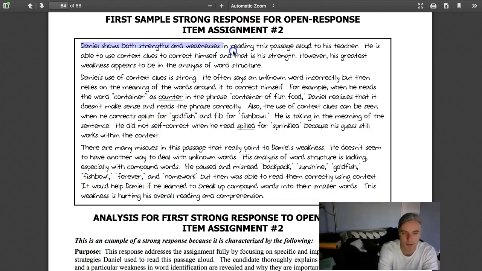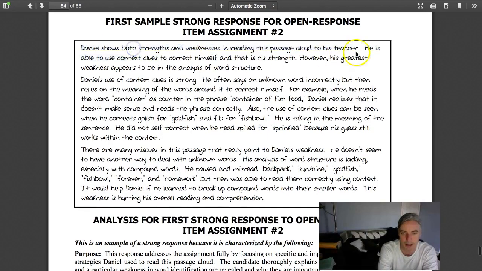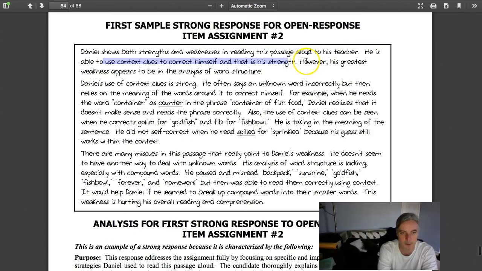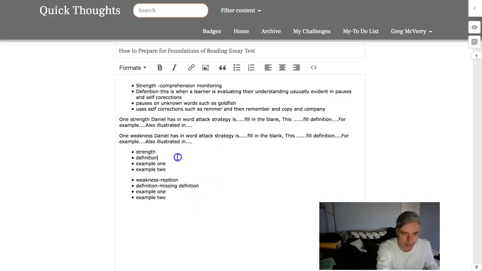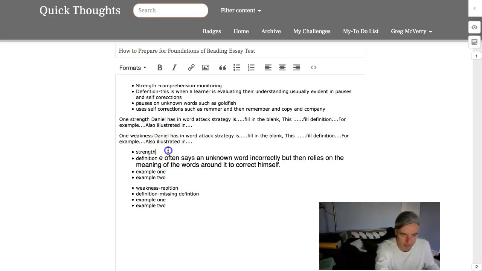Daniel shows both strengths and weaknesses in reading the passage aloud to his teacher. He's able to use context clues to correct himself. That is a strength. However, his greatest weakness appears to be his analysis of word structure. All right? So, Daniel's use of context clues is strong. Right there. And then do they provide a definition? He often says an unknown word incorrectly, but then relies on the meaning of the words around it to correct himself. See how they weaved in that definition? We can look at that as a strength, right? As the definition. Context clues.